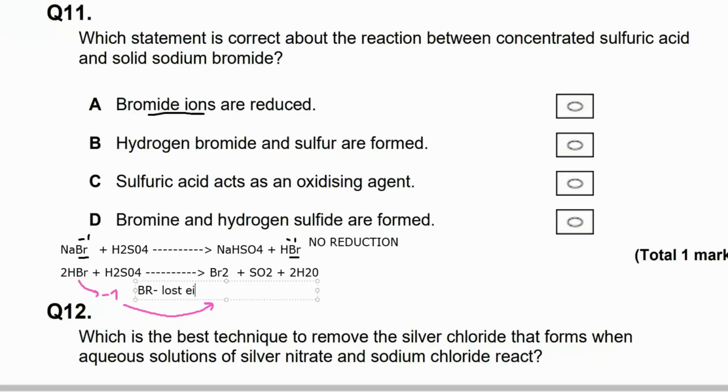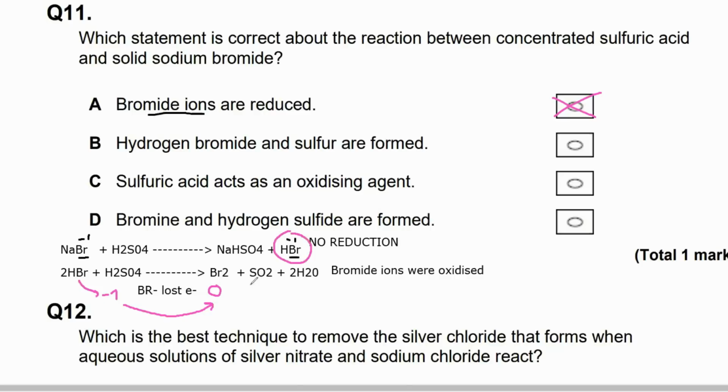As you'll see, bromide from hydrogen bromide loses its electron and becomes bromine with an oxidation state of 0 in its elemental state. And the sulfur in the sulfuric acid goes from a +6 oxidation state to a +4 oxidation state. So it gains those electrons that the bromide lost. So are bromide ions reduced?